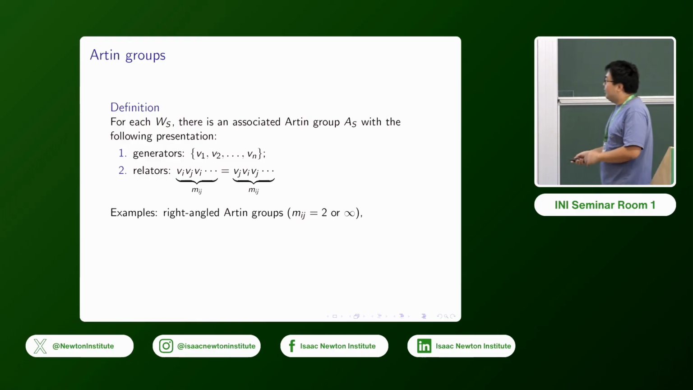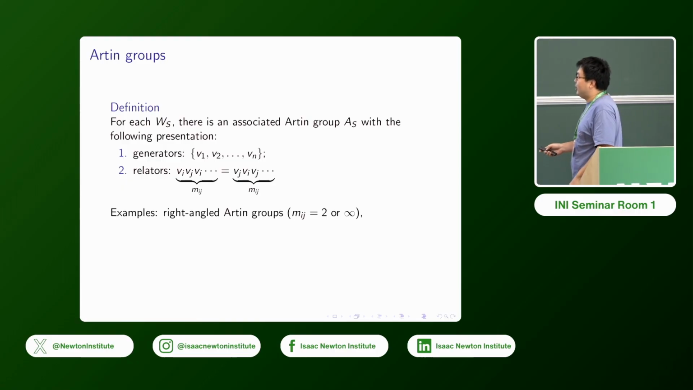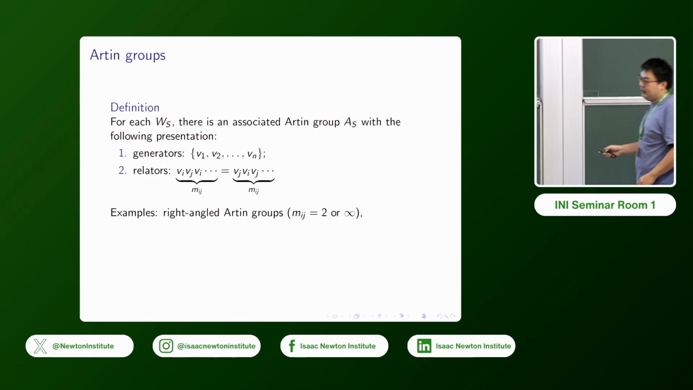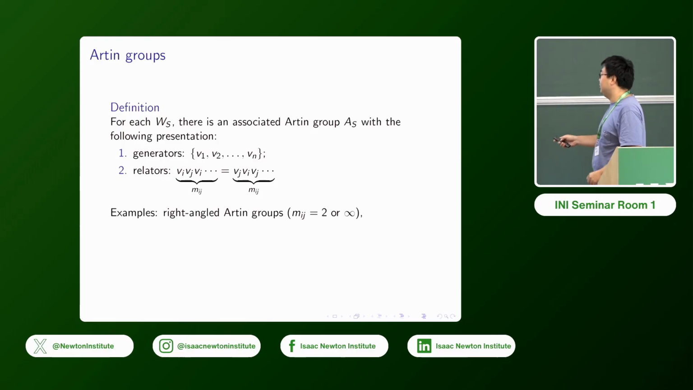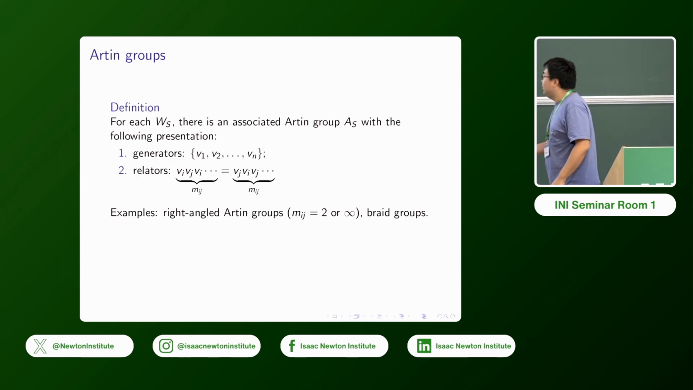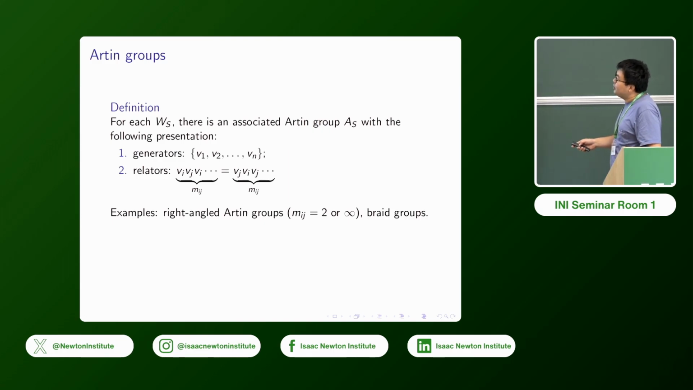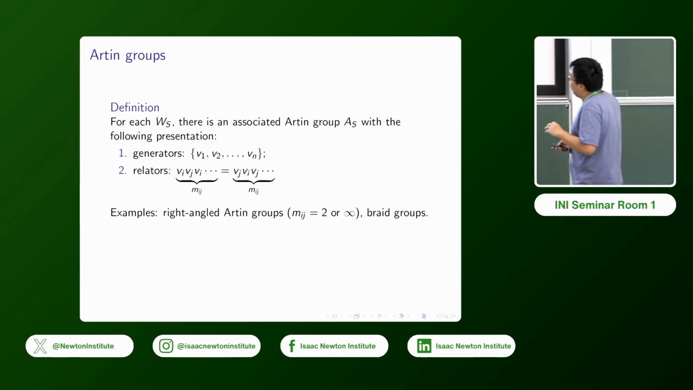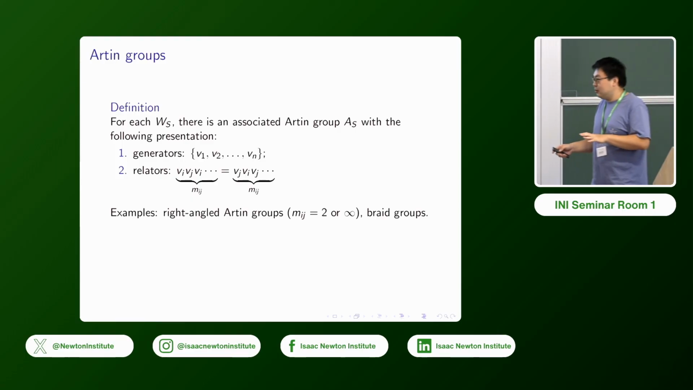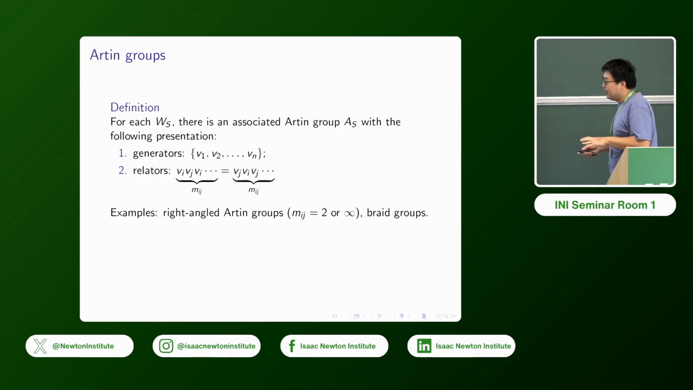Examples of Artin groups include right-angled Artin groups, which correspond to the case where mij is equal to 2, that means they commute, or equal to infinity, which means there's no relation. And another well-known example is the braid group. They all have presentations like this. So right now we understand lots of things about Coxeter groups, but we understand very little about Artin groups.